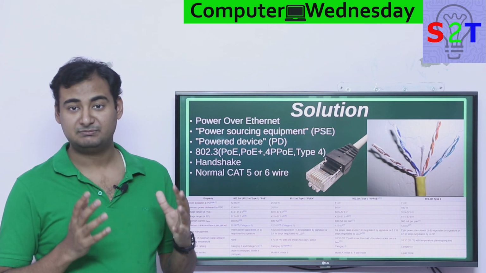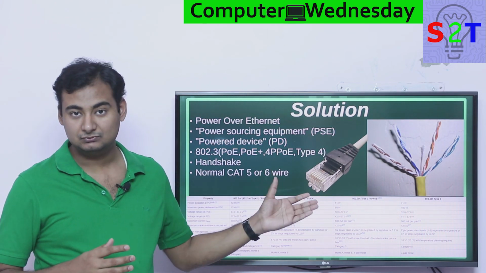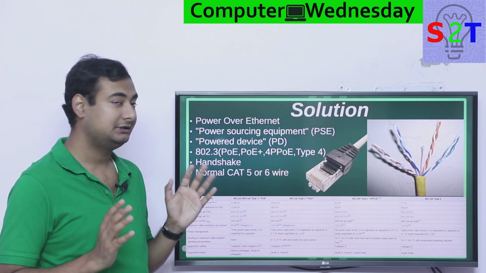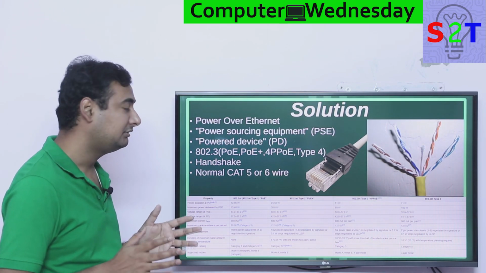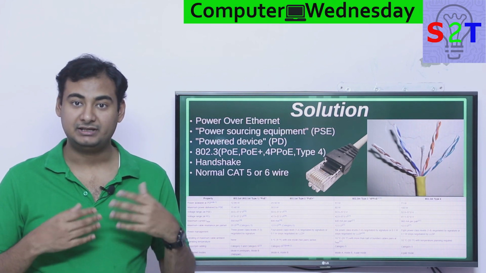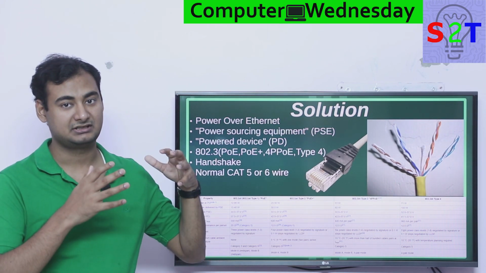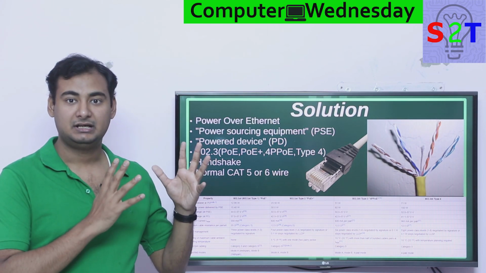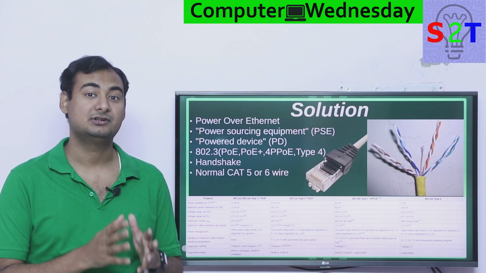So the solution is, some smart people came up with the idea: let's use the Ethernet cable itself to carry the power. This is what we call PoE. However, because PoE is standardized, you can have a scenario where your security camera is from Sony, your computer is from Samsung and your switch is from Cisco. It will work because it's standardized.